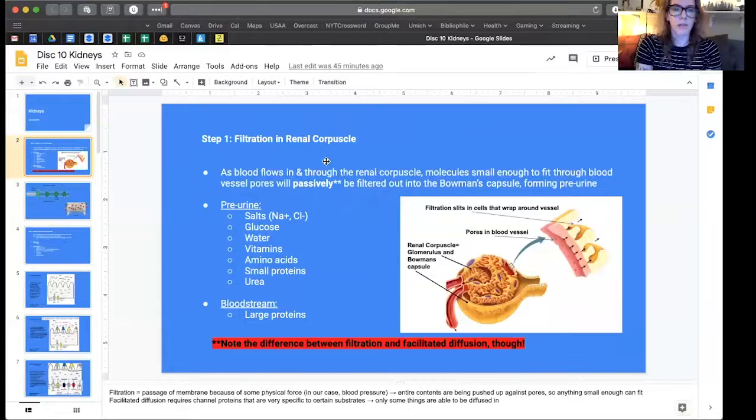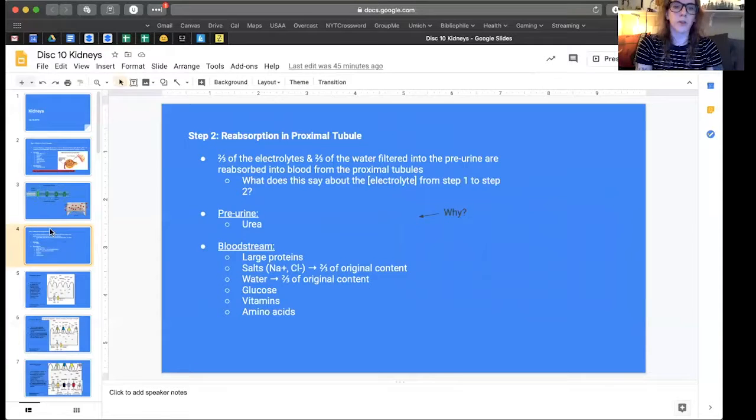So for step one, the key takeaway is that when the blood pushes these solutes through these pores, everything that was carried in the blood is going to cross the apical side into the true urine, forming that initial filtrate. The only things left behind are large proteins that are too big to fit through.